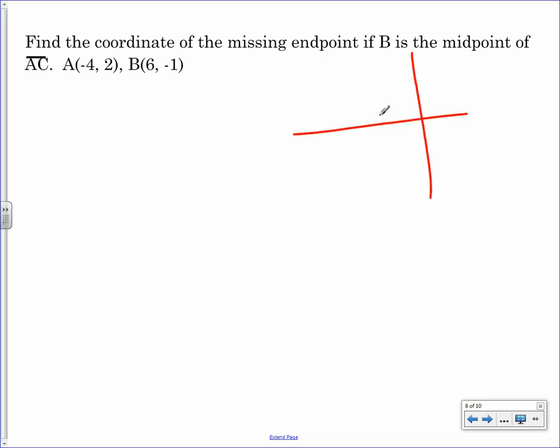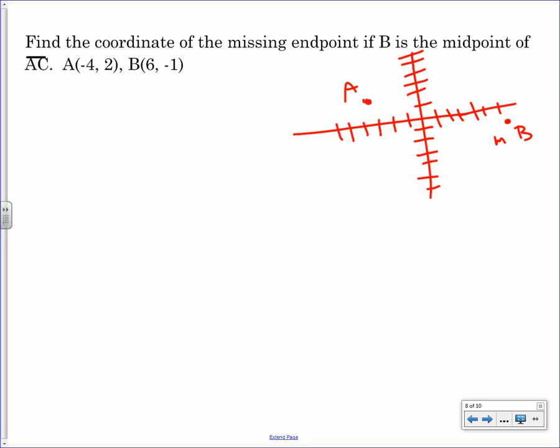Okay? So I'm going to go 2, 3, 4, 5, 6. If I do -4, 2, that's left 4 and up 2, label it. If I do 6, -1, 4, 5, 6 here, okay? It says find the coordinate of the missing endpoint if B is the midpoint. So what that means is, I'm going to put an M there so I know it's the midpoint. I need to find the missing endpoint. So it's probably over off my screen somewhere, right? If B is the midpoint, then this is the endpoint to the left, so I'm missing the endpoint somewhere over to the right. Does that make sense?